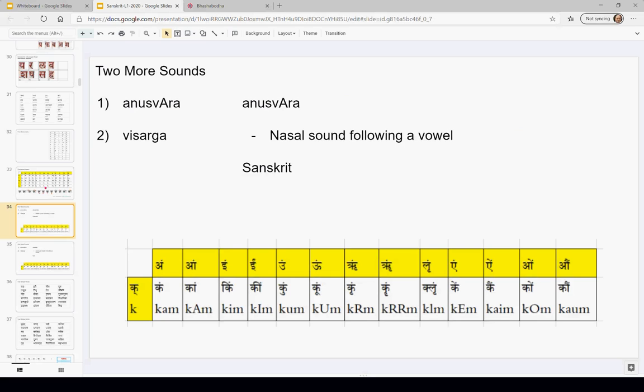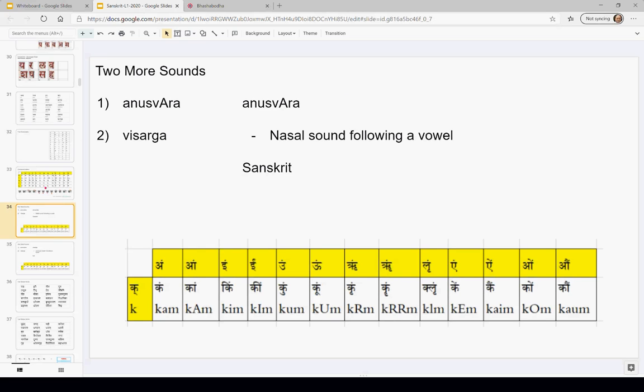Another topic is Anuswara and Visarga. Anuswara is the nasal sound following a vowel. It is represented in the Devanagari script with a dot or a small circle at the top of that vowel. It could be a compound or conjunct letter also, but the vowel should be present. Anuswara and Visarga, the breath sound, can only come after a vowel. They cannot come after a pure consonant.